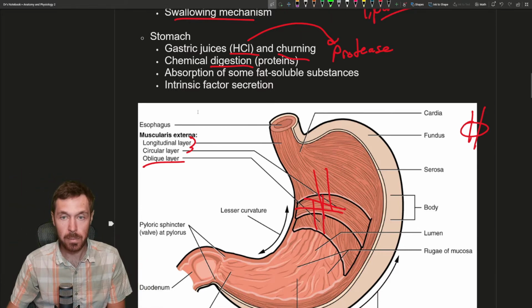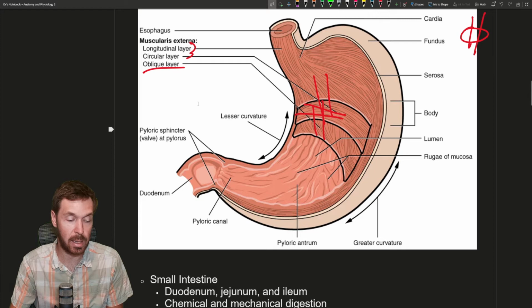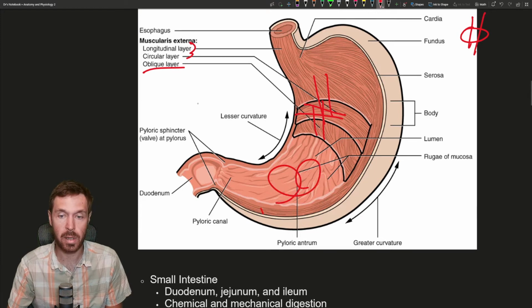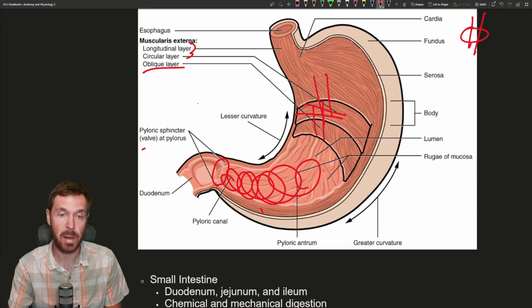food. You can also absorb some fat-soluble substances; alcohol, aspirin, things like that can be absorbed through the lining of the stomach. And then that all gets down here and becomes a paste-like chyme. And right here we see our second sphincter. This is called the pyloric sphincter.